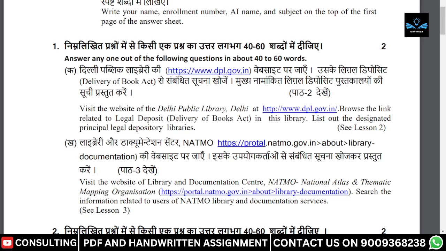So question number 1A: visit the website of the Delhi Public Library, Delhi, where the website is given here. Browse the link related to legal deposit in this library and list out the designated principal legal depository libraries. This question is taken from Lesson 2, and you have to answer in 40 to 60 words.